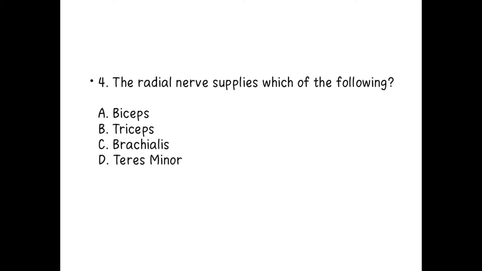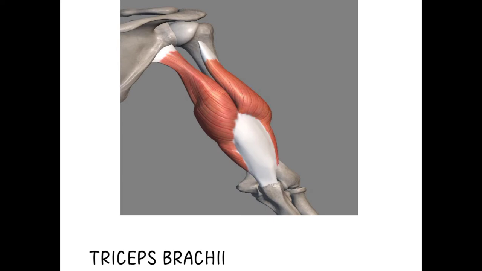The right answer to this question, actually in this question we have two answers. The best answer here is B. If you see it in your exam paper, the best answer here is B. But another answer is also possible, and that is the brachialis. The brachialis muscle also receives a partial innervation from the radial nerve. So this is the tricep muscle. It is found at the posterior region of the arm.